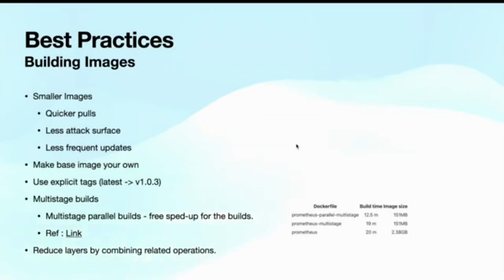Also, this is a very common thing: reduce layers by combining related operations. As we can see in the initial slides, each and every instruction is reflected as a new layer in Docker. So if we can combine the related operations, so all these instructions go into a single layer, that helps.